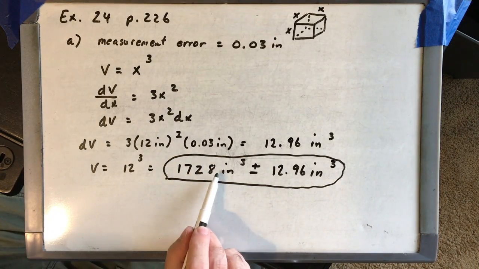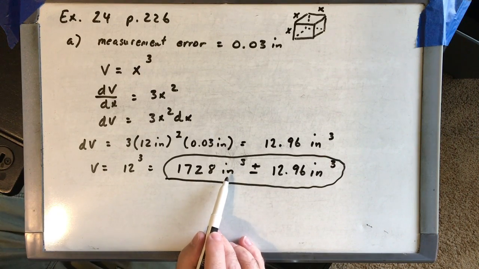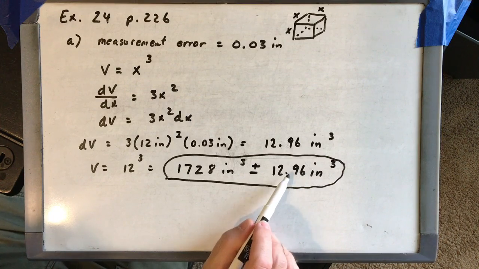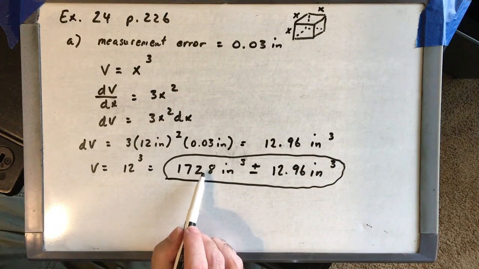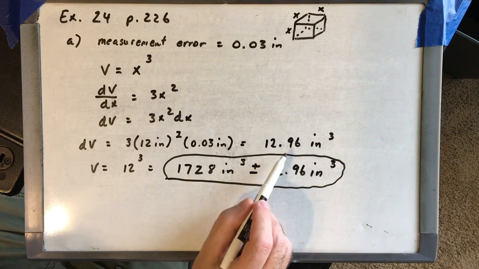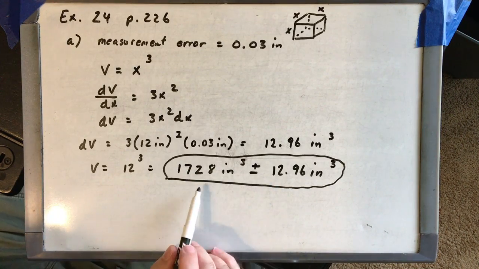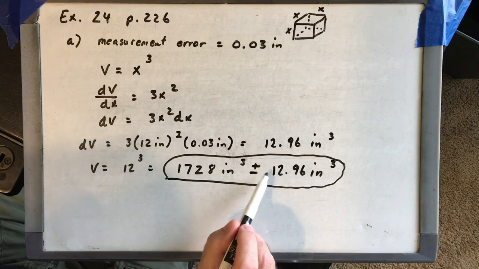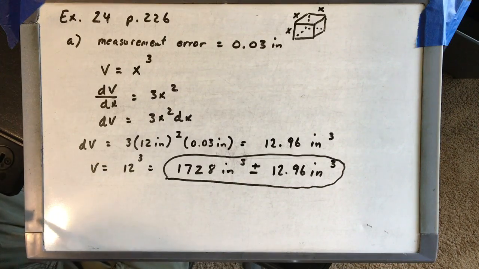This cube has a lot of volume, 1,728 cubic inches. So the error, plus or minus 12.96, is not a very large percentage of the 1,728, is it? So just 12.96 cubic inches might sound like a lot, but in comparison to the entire volume, it's not too bad. So that's why I think you need to give your answer. This is more of an engineering way of communicating your answer, not just a mathematical way.